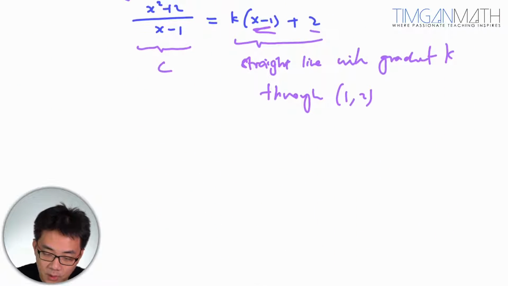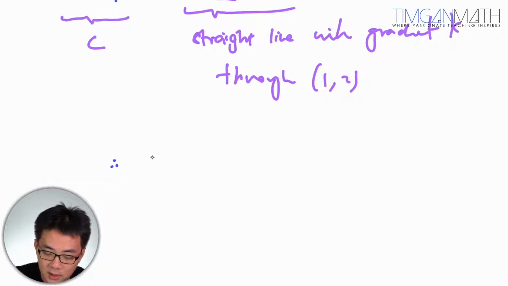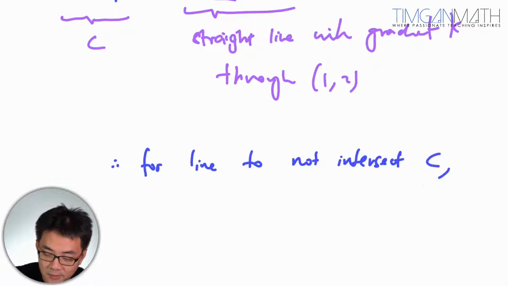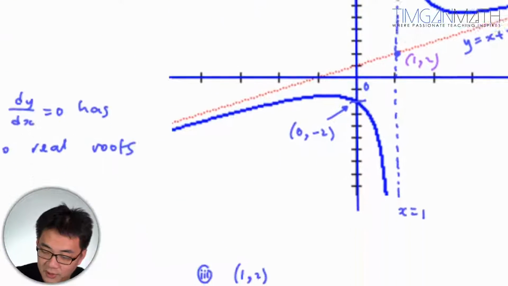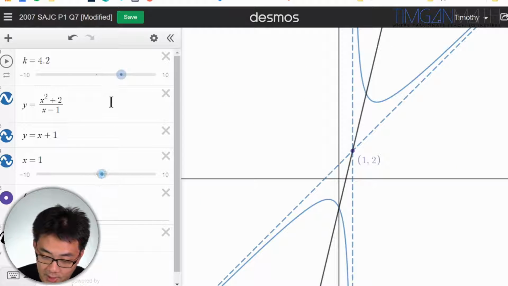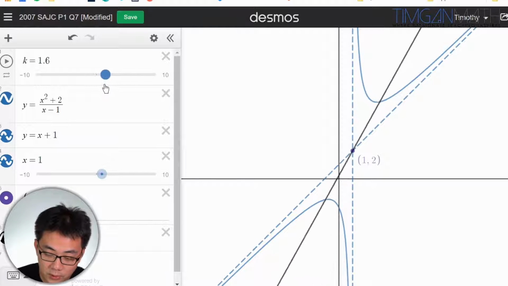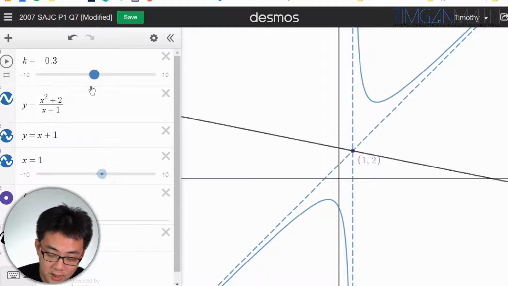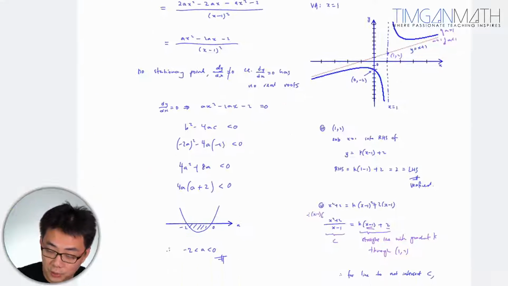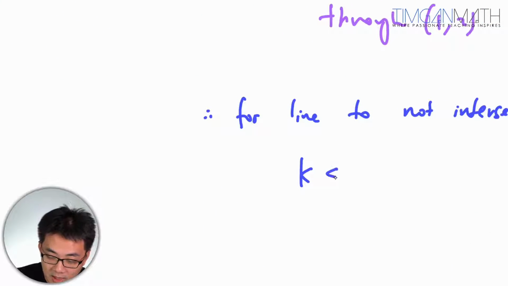So once we're done, from the graph, hence, for the line to not intersect curve C, we just want the line to be less steep than m equals 1. So basically we want it to be lesser here. Here you have two roots, and here it doesn't cut, and here is equal to 1. So the answer should be k less than or equal to 1.